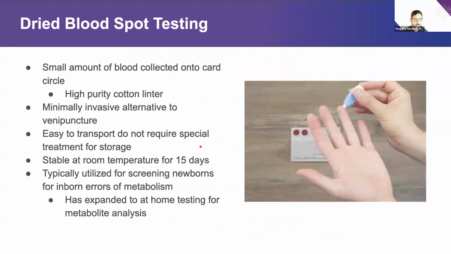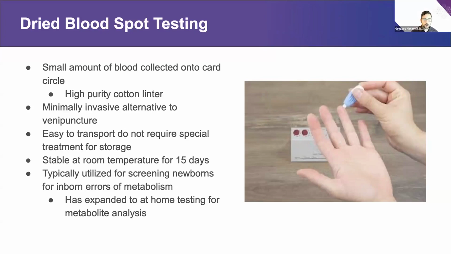There is dry blood spot testing. For this, a small amount of blood is collected onto a card. It's a high purity cotton liner. With a finger prick, you do a couple of blood spots. This is a minimally invasive alternative to venipuncture. The nice thing about this is it does not require special treatment or storage. It's generally stable at room temperature for 15 days or longer.